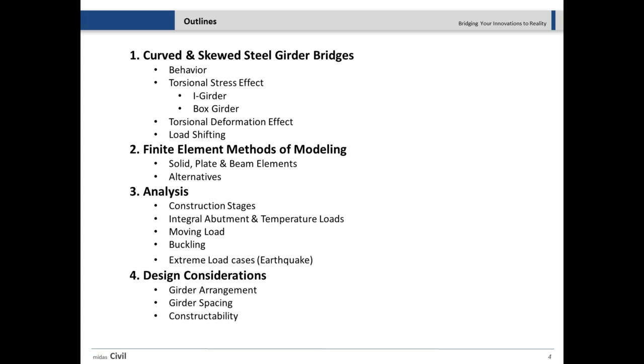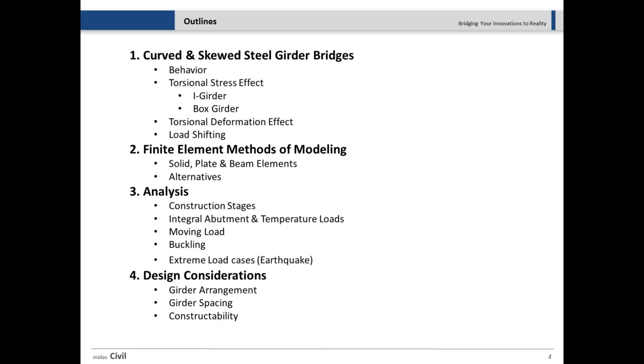For today I have 4 parts. First, we talk about curved and skewed steel girder bridges: why the behavior is different from straight bridges when they are skewed or curved, and what we have to consider in this case. So we talk about the behavior, the torsional stress effect, which I separated into I-girders and box girders, the torsional deformation effect, and the load shifting phenomenon.